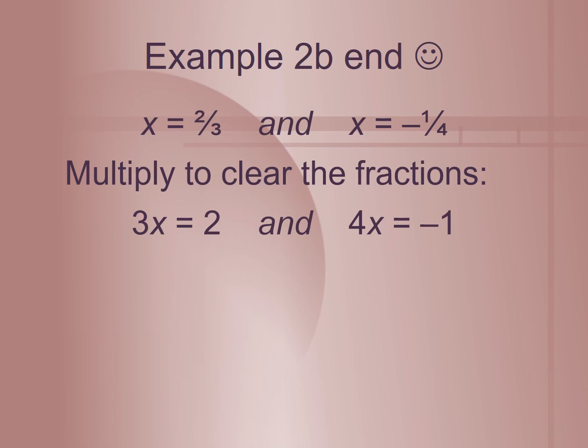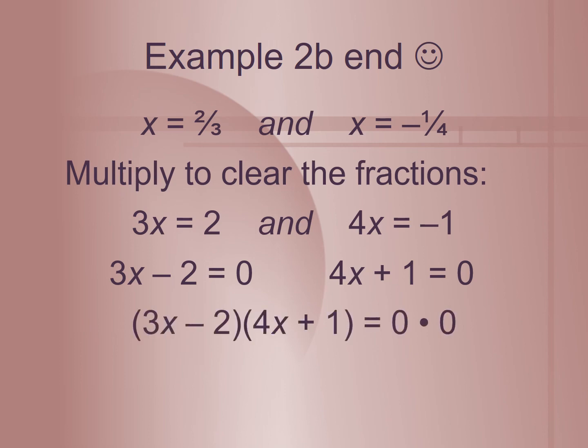Now we want them set to 0, so we'll subtract 2 from both sides of the left equation. So we get 3x minus 2 equals 0. And for the right equation, we're going to add 1 to both sides. So now we have 4x plus 1 equals 0. Now that we know the two things that are equal to 0, we know what our two factors are. Our factors are 3x minus 2 and 4x plus 1.